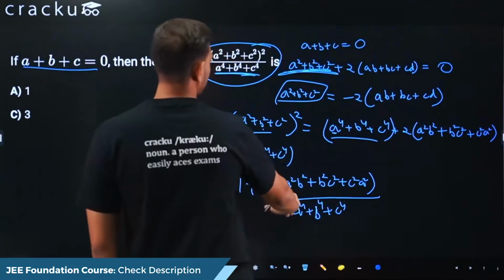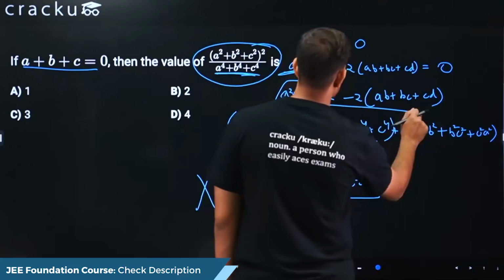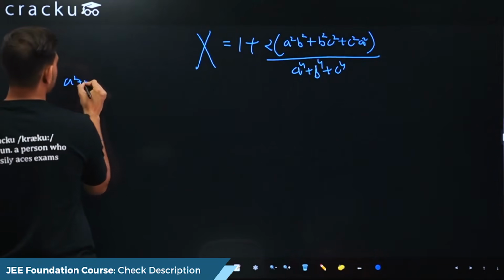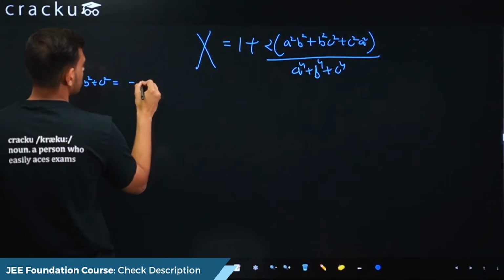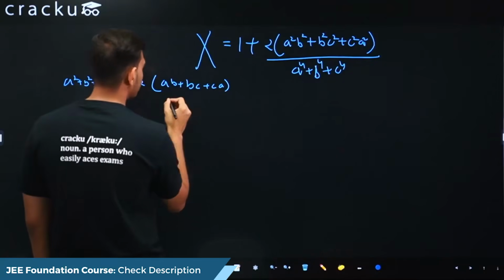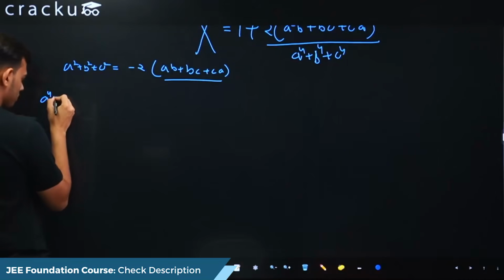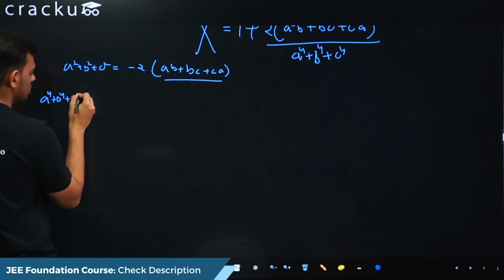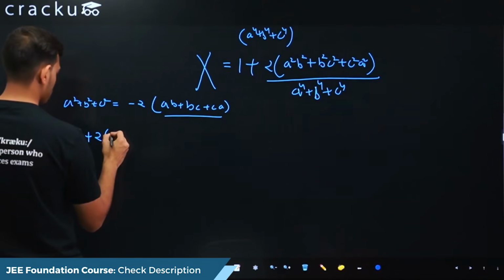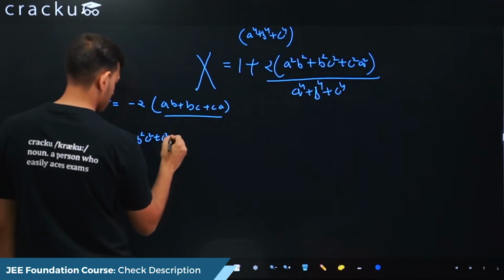Now can I calculate value of this? Yes, I can. I'll use this only, this expression. How? So a square plus b square plus c square was minus 2 times (ab plus bc plus ca). I need the value of this squared. So I'll square on both sides. I will get a4 plus b4 plus c4 plus twice of (a square b square plus b square c square plus c square a square).